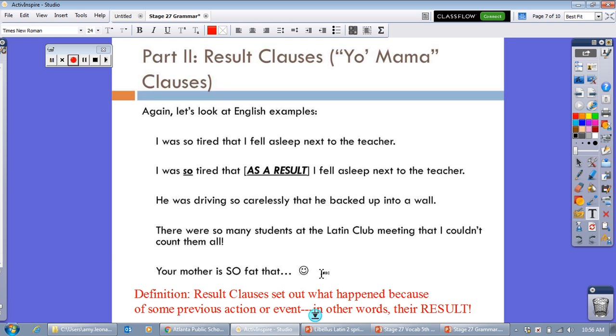They're kind of the same thing that you hear in yo mama jokes. Your mother is so fat that, and I'm sure you can fill in the blank there. Maybe we'll share some in class. But let's stick to the grammar notes here.